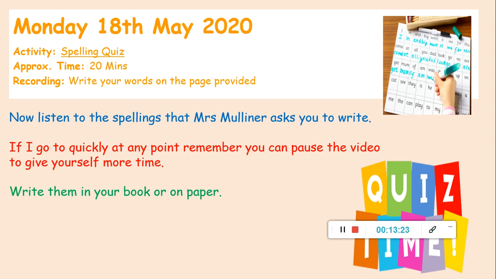So number 1, the first word is key. I use the key to open the door. The word is key. Number 2, donkey. I had a donkey ride on the beach. The word is donkey.